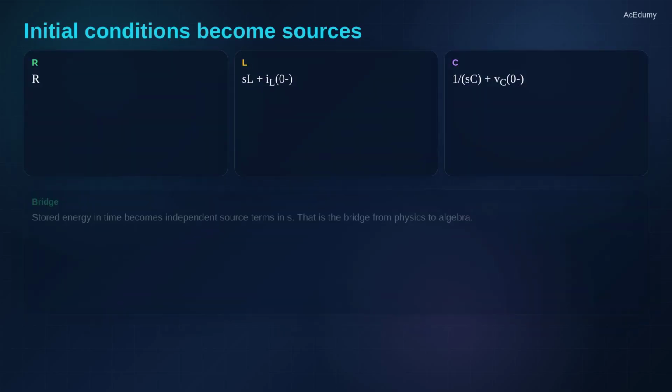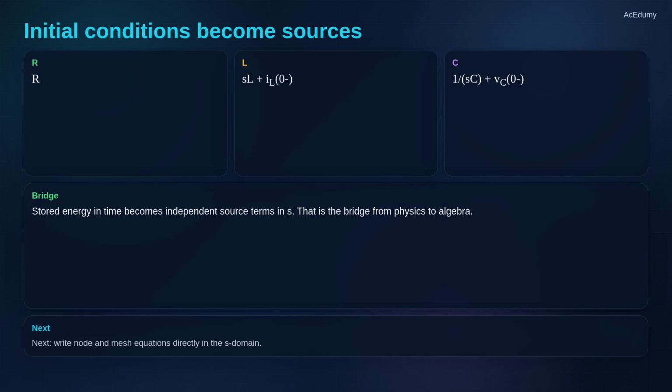Summary. A resistor stays R in the S domain. An inductor becomes SL and remembers its initial current. A capacitor becomes 1 over SC and remembers its initial voltage. These source terms are the bridge between physical stored energy and algebraic circuit equations. Next, we will use these models to write node and mesh equations directly in the S domain, then solve the transient response as algebra.